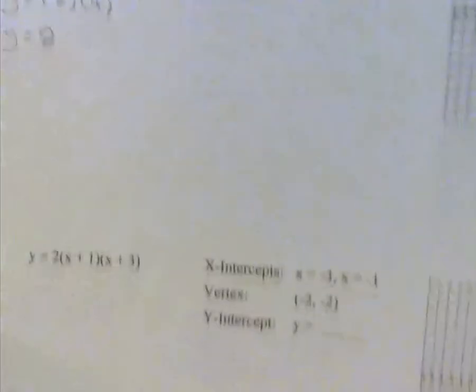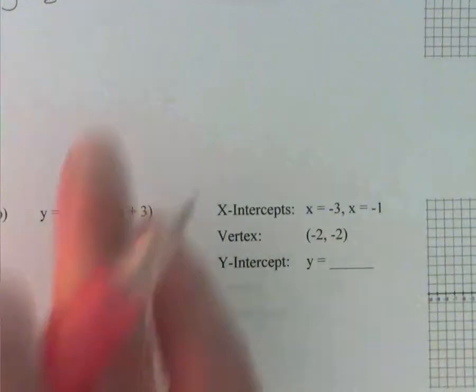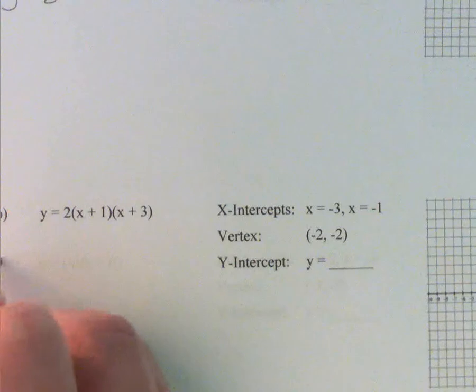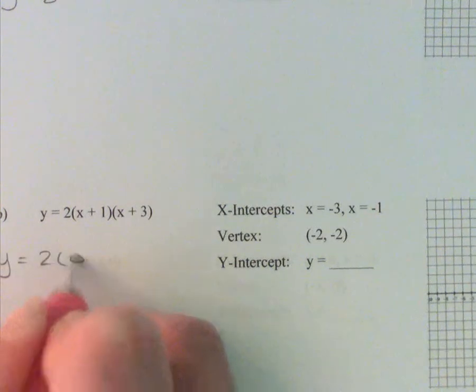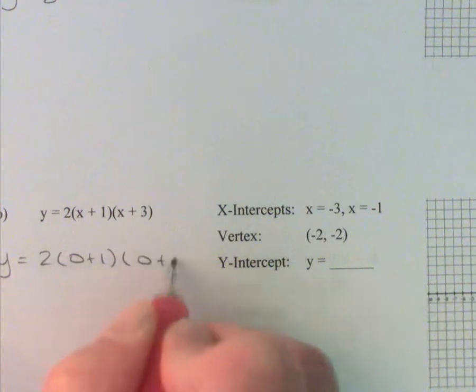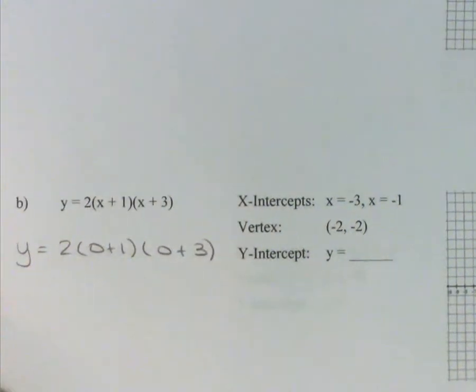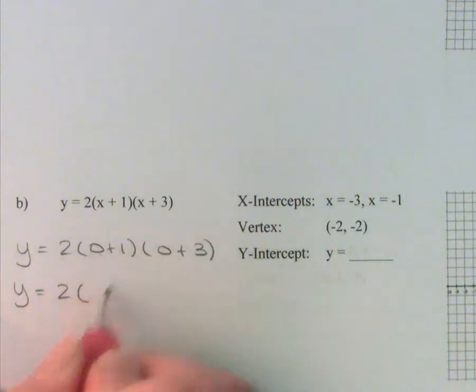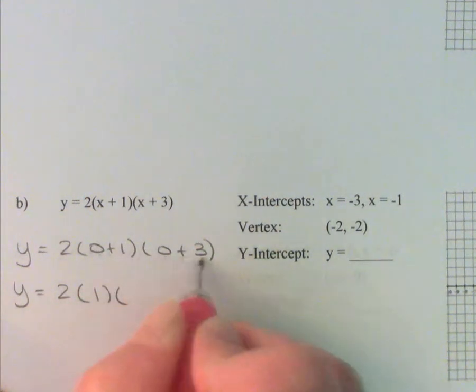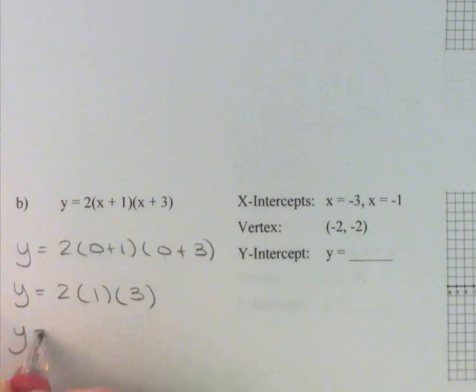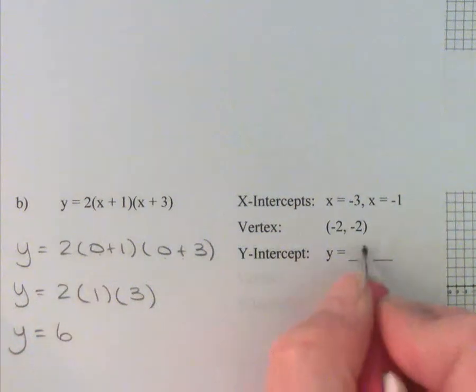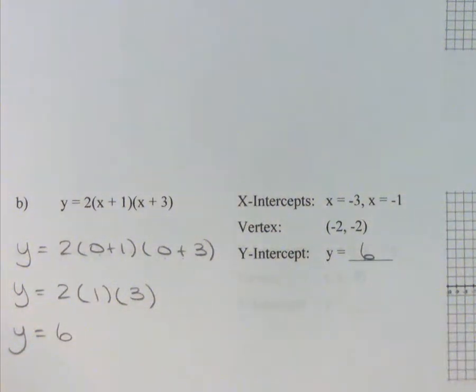Let's look at another one. I want to calculate the y-intercept, so I do that by changing x to 0. Now I have y is equal to 2. I have 0 plus 1, which is 1. I have 0 plus 3, which is 3. And now I can multiply 2 times 1 is 2. And then 2 times 3 is 6. So my y-intercept is at 6.